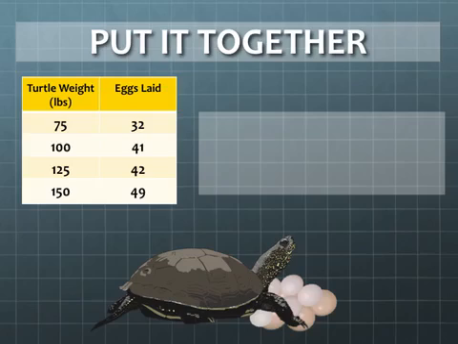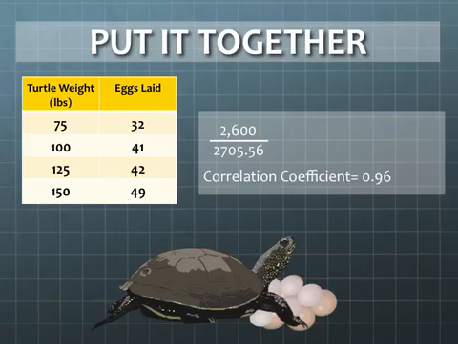We have a value for the top and a value for the bottom. Now we just need to put them together. Put this in your calculator and you get your final answer. Once again, this is a strong correlation because 0.96 is close to 1. This indicates that the weight of the sea turtle does influence how many eggs it will lay.